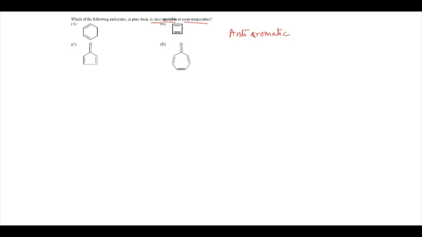So anti-aromatic means it must be cyclic, planar, with 4n pi electrons. So cyclic, planar, 4n pi electrons. Okay. So if these 3 criteria are satisfied, then the system will be anti-aromatic and will be unstable at room temperature. So let us check.